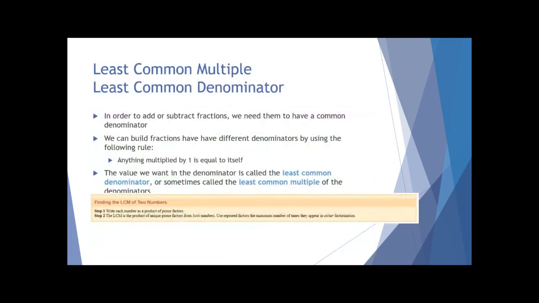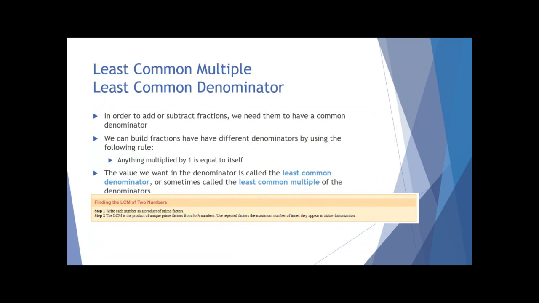Next, we get to go to adding and subtracting, but first we need to talk about the common denominator, which you can also call the least common multiple of the denominators. So when you add and subtract fractions, they need to have a common denominator. Common means the same, denominator means the bottom. So the number in the bottom needs to be the same.